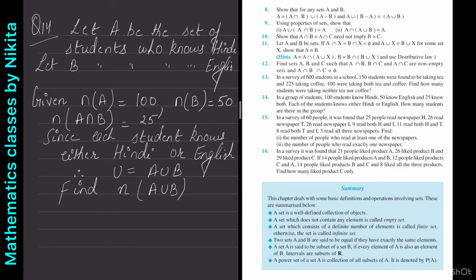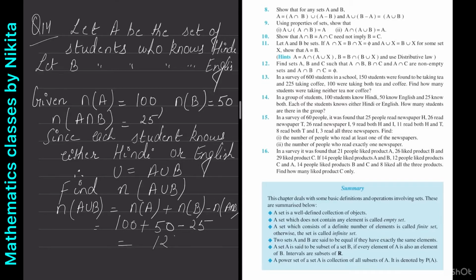So just use your formula. n of A union B is equal to n of A plus n of B minus n of A intersection B. Now just put the values. This is 100 plus 50 minus 25, which is equal to 125. So 125 students are there in the group. Got it?